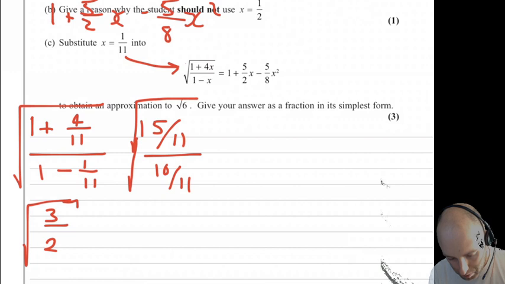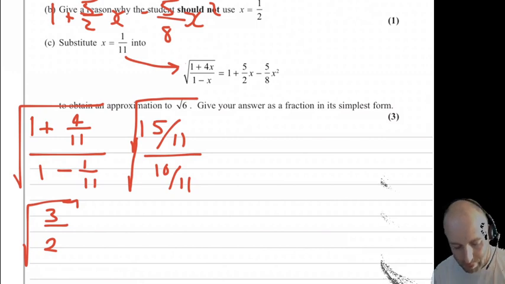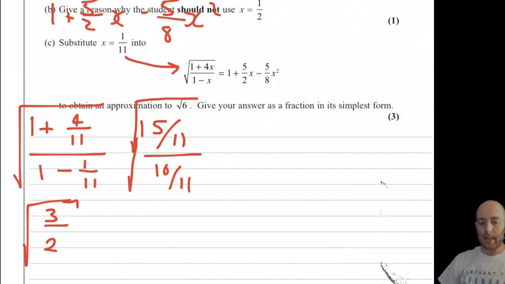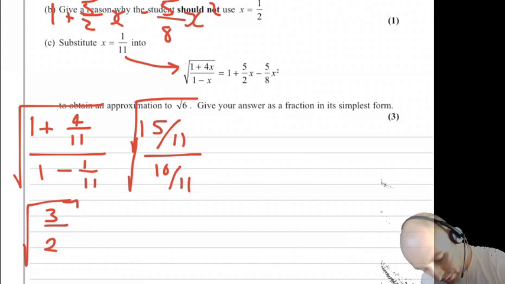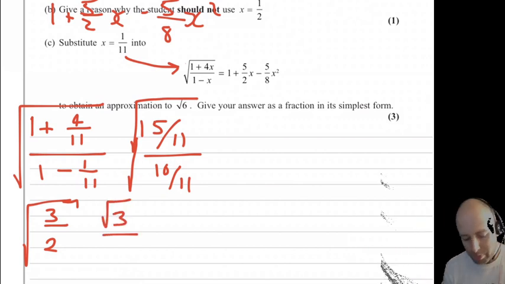Okay, we need to get a root 6 out of this. So what do I need to times that by to get root 6? Well, we've got 3, so if we can somehow times that 3 by a 2, we'll get 6, but we still got the 2 on the bottom. So if I split this up into root 3 over root 2, things might be a little bit easier to make some sense of. So root 3 over root 2.